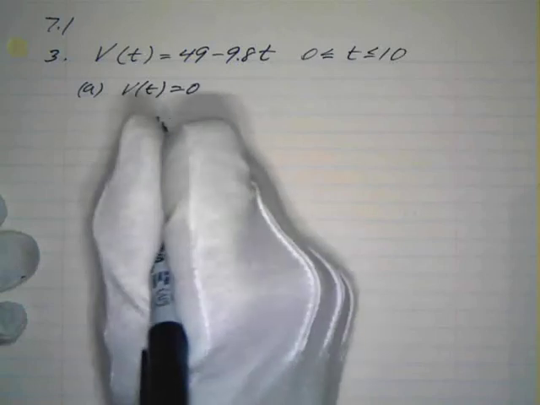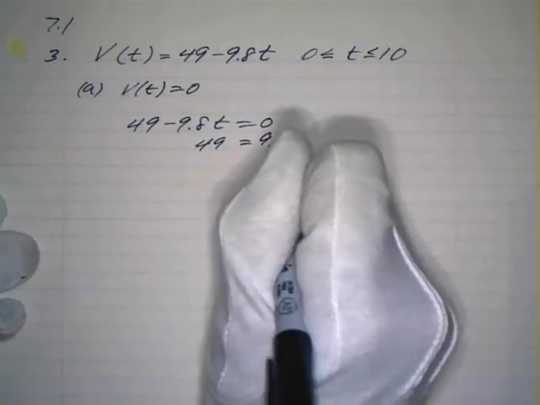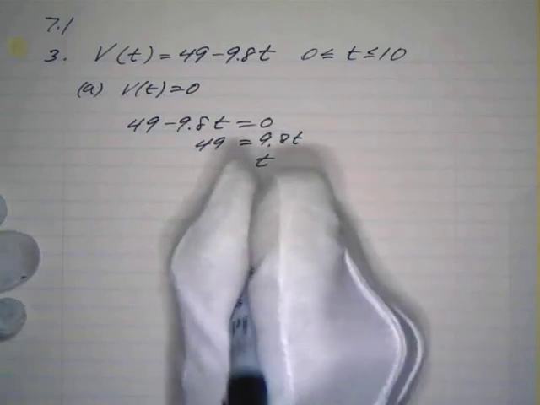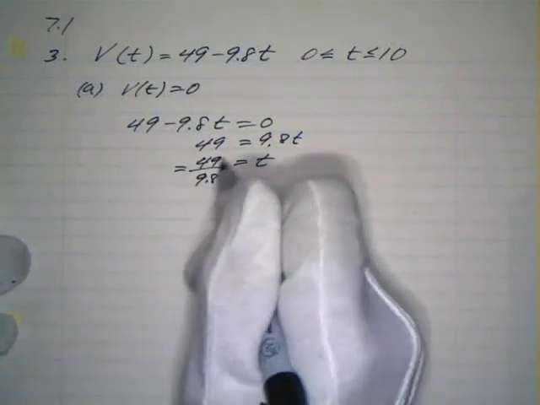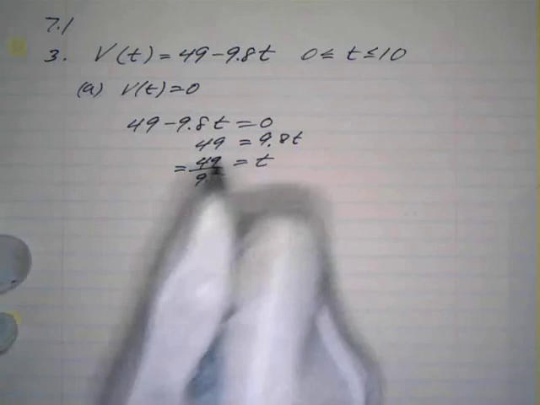So in order to find where it stops, v of t equals 0. So I can say 49 minus 9.8t equals 0. And I end up with 49 equals 9.8t. And if I divide both sides, I get t equals 49 divided by 9.8. And that ends up equaling, if it's hard to figure it out, you could multiply the top and the bottom by 10. So you'd have 490 over 98. And that's 5.